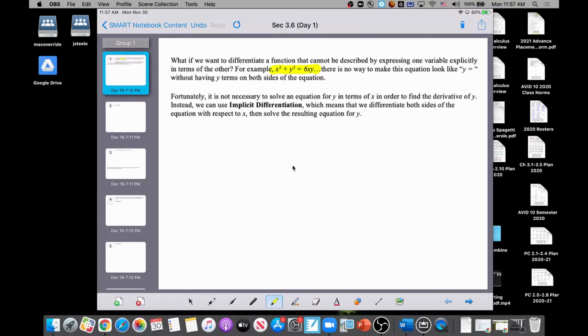In order to find the derivative of a function like this, we can use something called implicit differentiation, which means that we differentiate both sides of the equation with respect to x, and then we solve the resulting equation for y prime when we're done, okay? But one thing that we need to keep in mind whenever we're doing implicit differentiation is that we are assuming that y is a function of x.